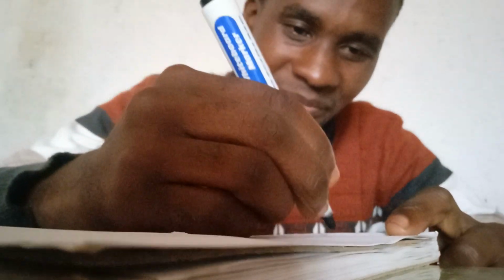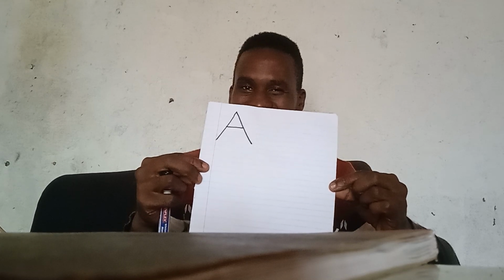We are going to start with alphabet A. Who can write alphabet A for us? Okay, as I write alphabet A, you also write alphabet A. Let's go. Alphabet A. Now, after writing alphabet A, I want you to show your friend. I will also be showing you, as you are my friends. This is my alphabet A. Did you get it?